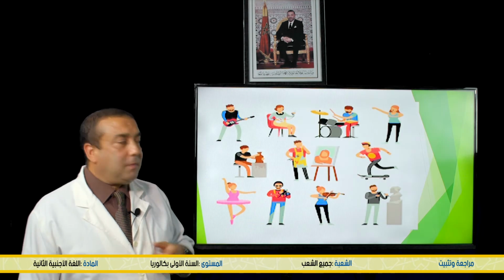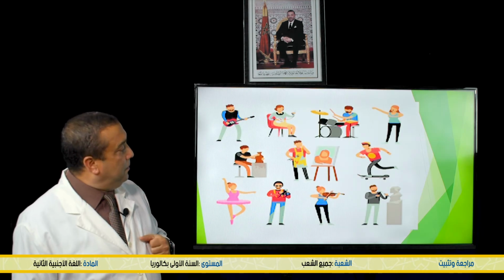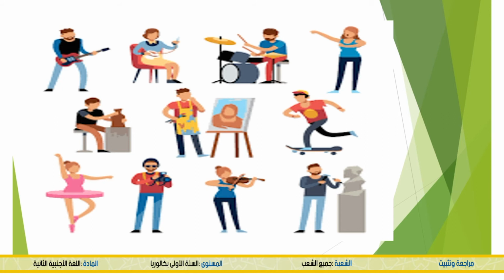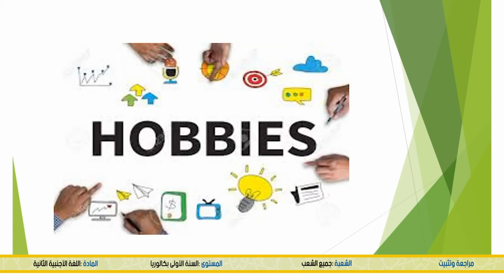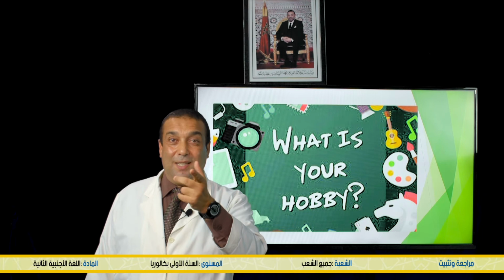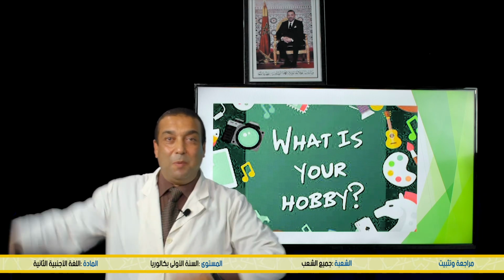Vocabulary. Look at this picture. What do you think the vocabulary items we are going to focus on? He's playing the guitar. She's knitting. He's playing the drums. She's dancing, skateboarding, playing the violin. Yes, we are going to talk about hobbies. What's your favorite hobby? What is it? Football? Or maybe swimming? I don't know.